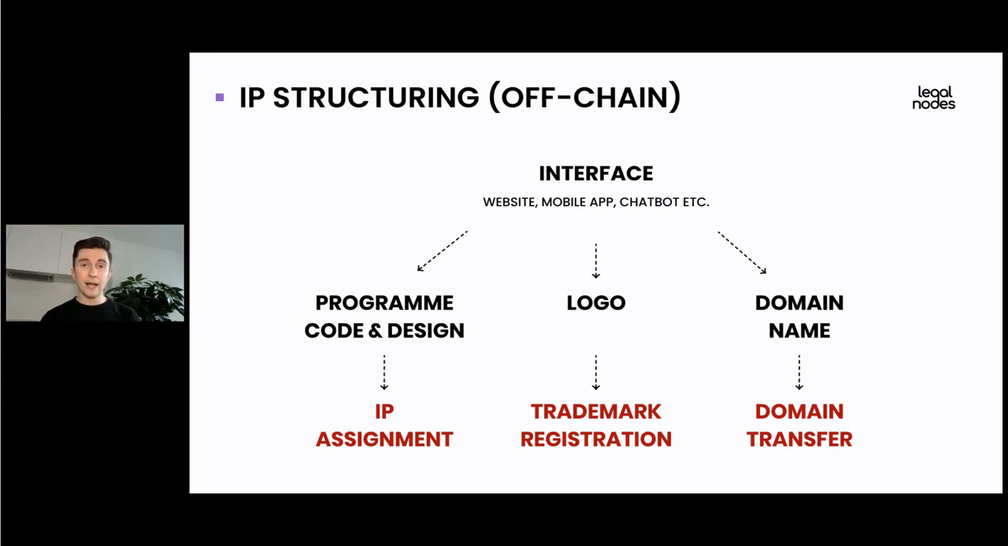For example, if we speak about the design and the source code, it's usually structured in the form of IP assignment, where the contractors and the employees who worked on these parts of the Web3 product transfer the intellectual property which they developed for the company to the company. And basically, the company becomes the only owner of this intellectual property. At the same time, the logo and the brand are usually protected in the form of trademark registration. And the founders might think about the countries where these trademarks might be registered and receive trademark registration certificates as confirmation that their company is the owner of this brand and logo.